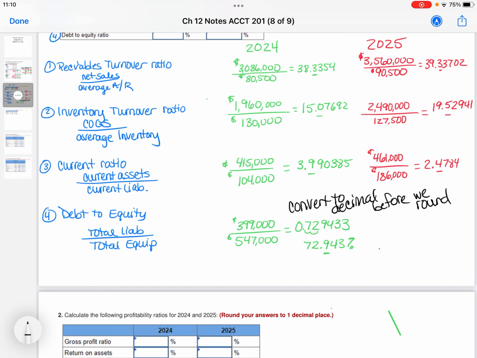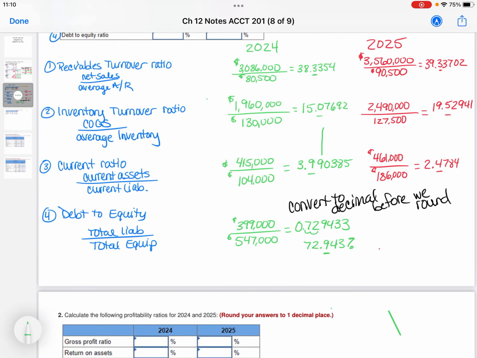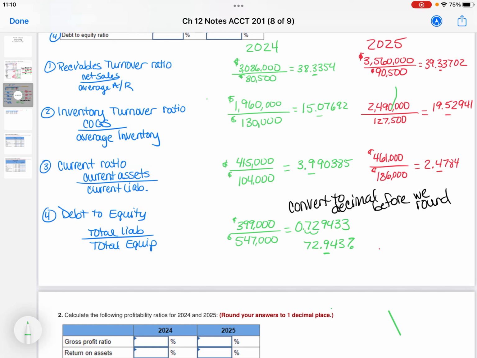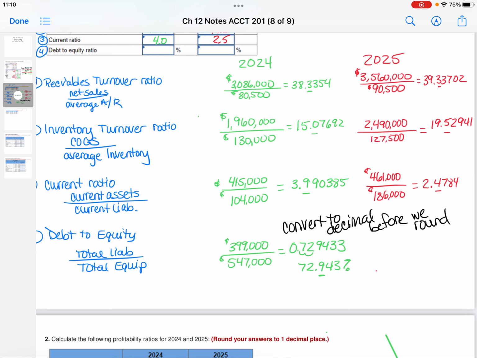And we'll do that again in our next ratios. So you'll get lots of practice with that. Okay, so the answer for this one is 72.9%. Okay, 72.9% we'll put up there.